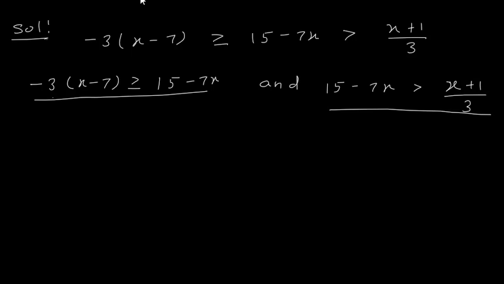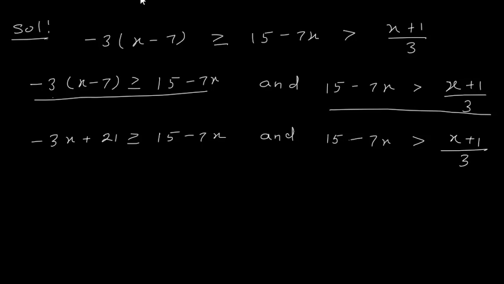Now here we open the bracket, so it is minus 3x plus 21 greater than or equal to 15 minus 7x, and 15 minus 7x is greater than (x plus 1) upon 3. So as we have multiplied here, on this side also let us multiply this 3 on this left hand side. So it is 3 into 15 minus 7x.